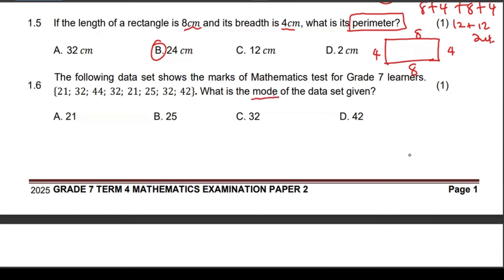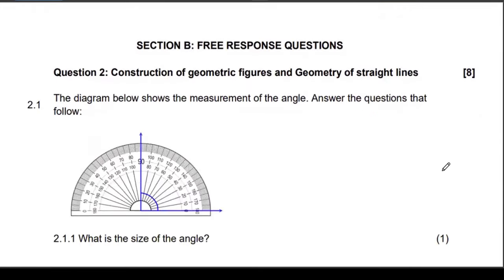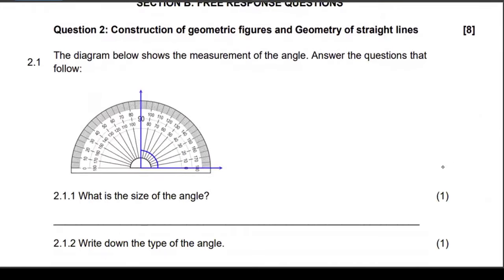So mode is basically the number that appears the most compared to the rest of the data. So we have 21 appearing twice, 32 appearing three times, 42, 44, 25. So 32 becomes the mode because it is appearing 3 times compared to the rest of the information. Then question number 2, which is the free response questions, construction of geometric figures and the geometry of straight lines, 8 marks.